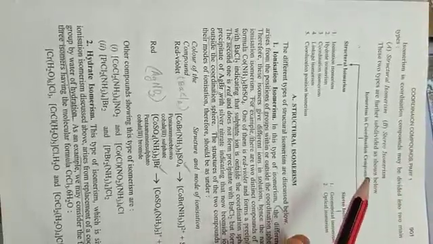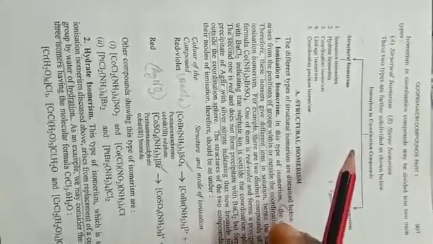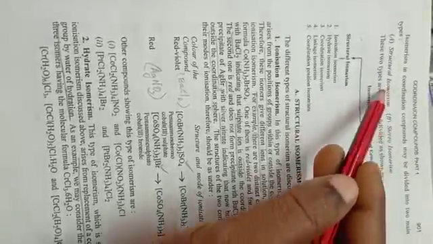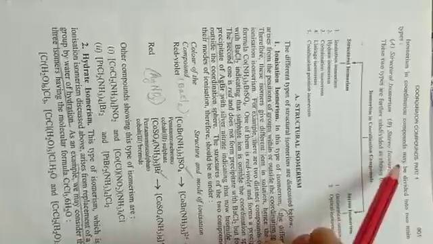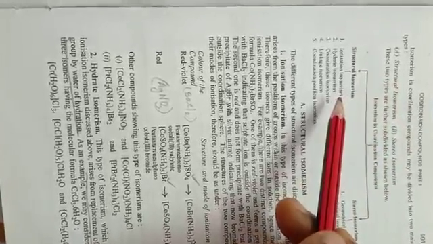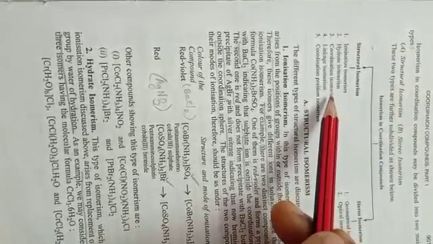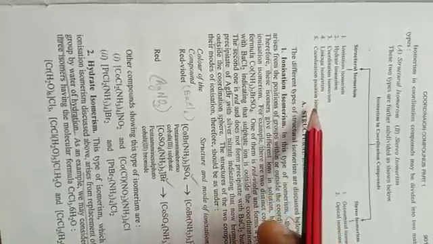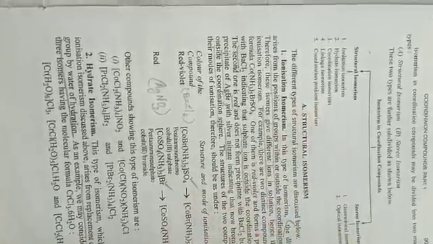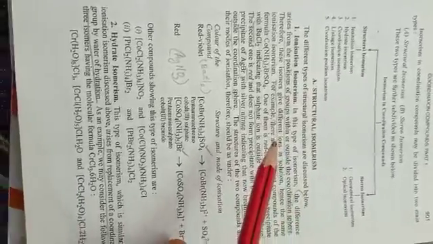Isomerism is classified into two major categories. One is structural isomerism and the other is stereoisomerism. Structural isomerism is further classified into ionization isomerism, hydrate isomerism, coordination isomerism, linkage isomerism, and coordination position isomerism. Now we will discuss structural isomerism.